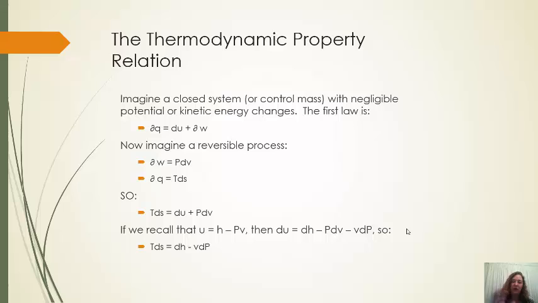Or we can rearrange that to du equals T ds minus p dv. Now we also can write this for h. Remember, u is h minus pv. If I take a differential of this, du is dh minus p dv minus v dp using the product rule. Well, okay, so du plus p dv, I end up with T ds equals dh minus v dp. Now, these are going to be very significant for us later, but for now, they give us some guidance on how these variables are all related.